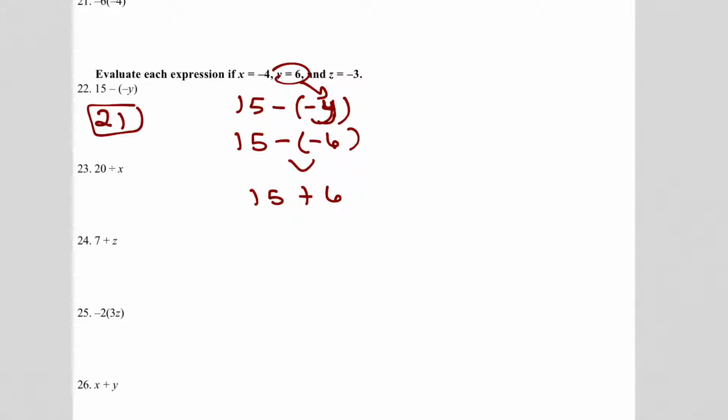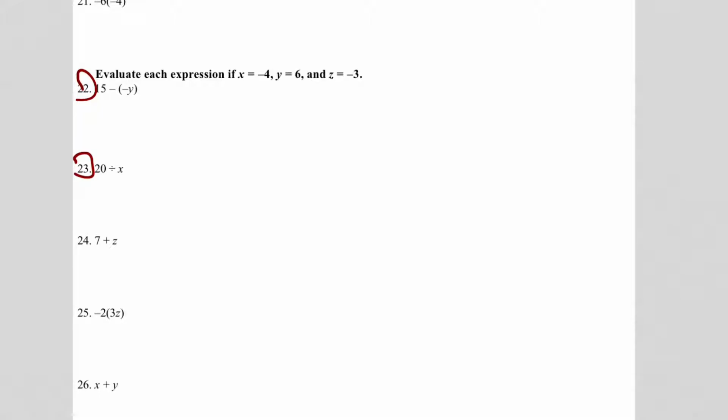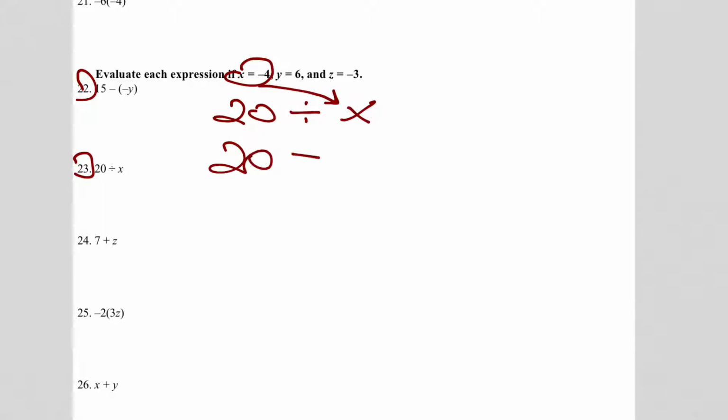Alright, next one, number 23. We have 20 divided by x. In this case, x is negative 4. So we have 20 divided by negative 4. Notice I put the negative in parentheses, because you don't want a sign next to another sign. We don't want a division sign next to a negative sign, so we put the parentheses. It's general practice to put the parentheses.